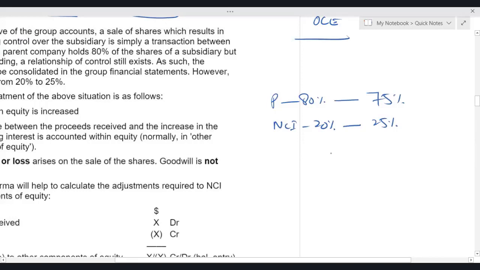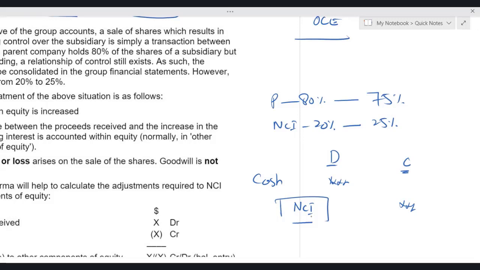Now, a very important point is that the parent is selling some of the holding to NCI. So number one, cash or bank, whatever, will be debited. Increase in NCI will be credited. And how will you calculate the increase in NCI? It can only be calculated if you know the net assets at the time of disposal. Whatever the net asset at the time of disposal, multiply by 5% if the parent is selling 5% of the holding. So we need to know the net asset at disposal.